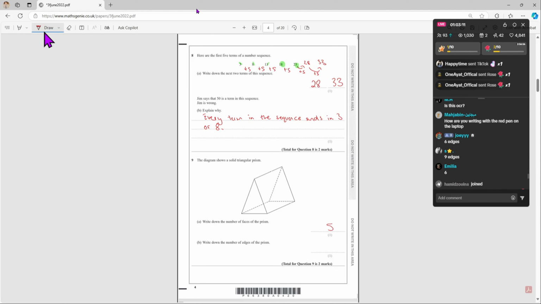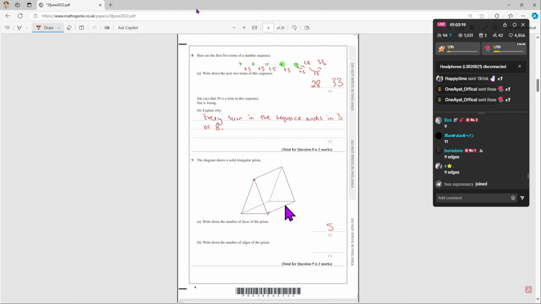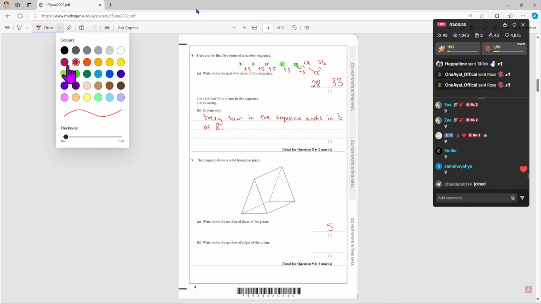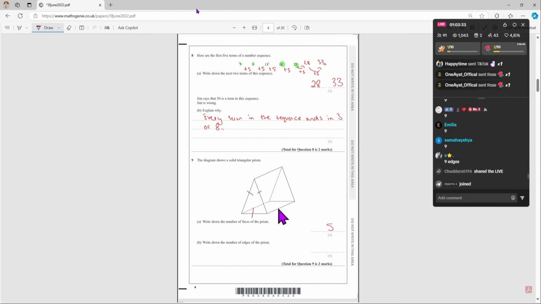There is a difference between vertices and edges. Vertices are where 2 or more edges meet. So in this question, there are 6 vertices. But we are trying to work out the edges. So the edges are 1, 2, 3, 4, 5, 6, 7, 8, 9. There are 9 edges in this triangular prism. 9 is going to be the answer. You need to know the difference between faces, edges, and vertices. Otherwise, you can't answer these easy 1-mark questions.